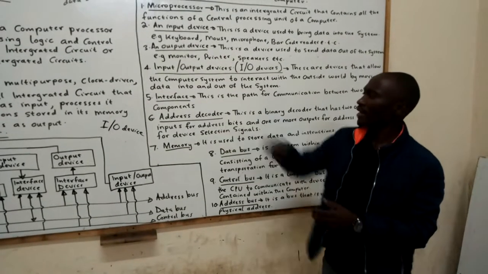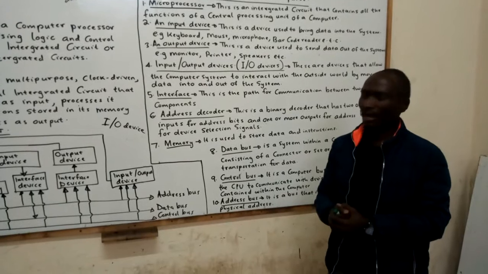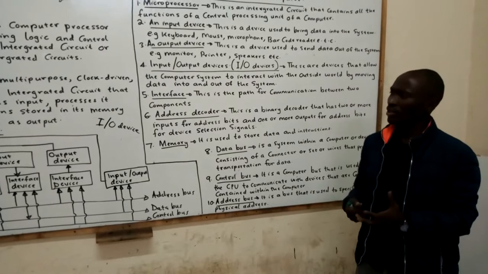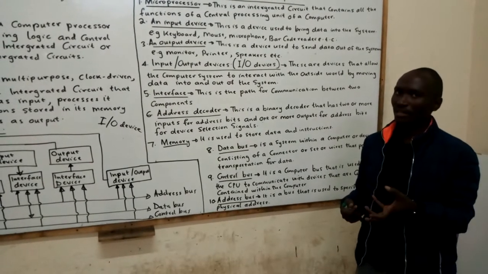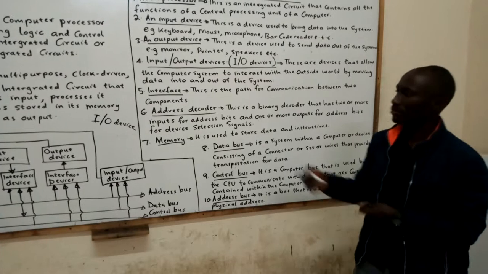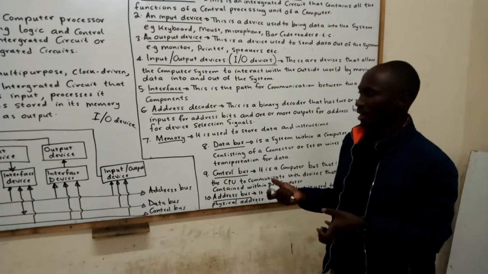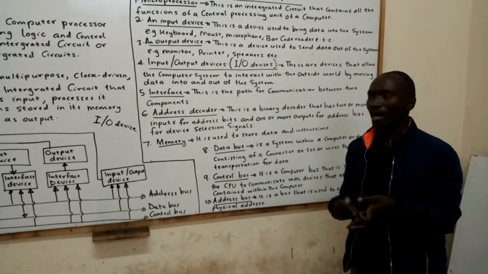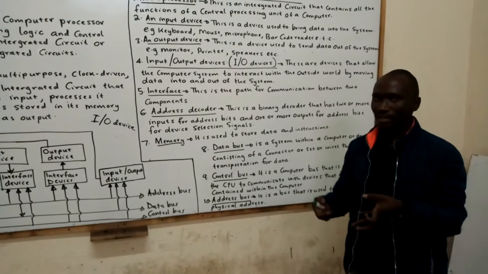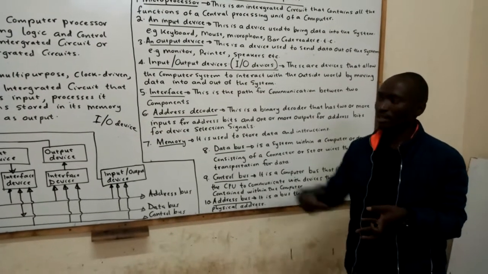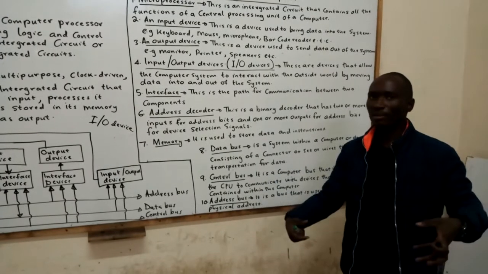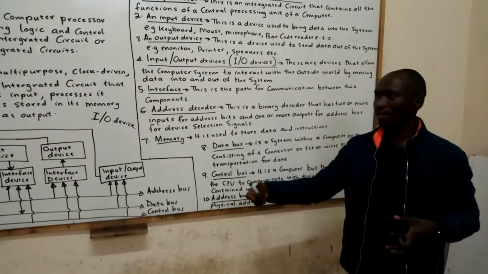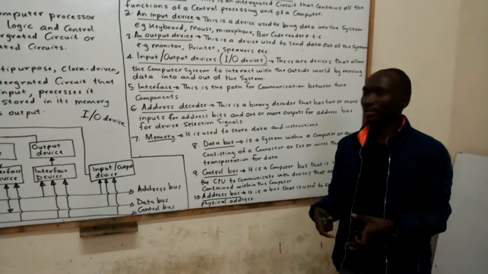So that is it. The other one is the interface. An interface is the path for communication between two components. So in a computer, we must have an interface. Remember, if you have two components like an input device and another device such as the memory, the input device is coupled to the memory through the interface. It is through the interface that we connect the input device to the memory. So it is like it is interfacing them together.